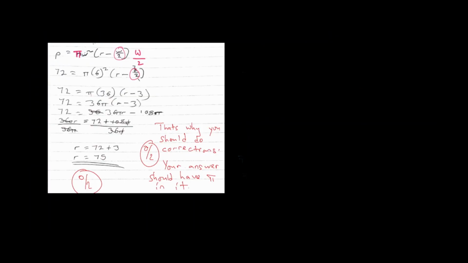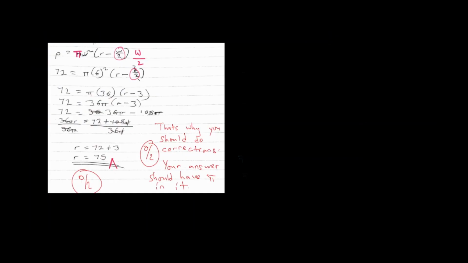Let's follow this solution and see where the error of principle is. First, because the answer given by this student does not have pi in it, automatically it becomes wrong. That's why here I wrote that your answer should have pi in it. So in terms of pi, make sure that pi is part of your answer.